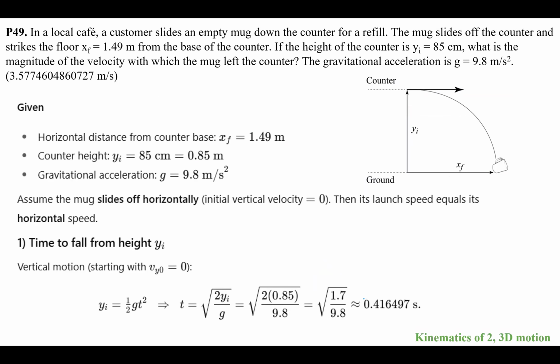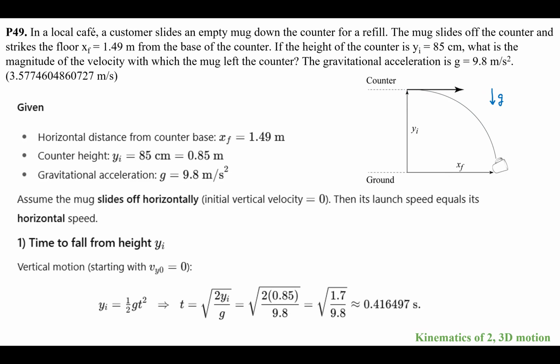In a local cafe, a customer slides an empty mug down the counter for a refill. Then the mug slides off the counter and strikes the floor xf equal to 1.49 meters from the base of the counter. What is happening is that it slides and then it falls, but it has an initial velocity, and then it is under the influence of a gravitational force. Once again, this is projectile motion.